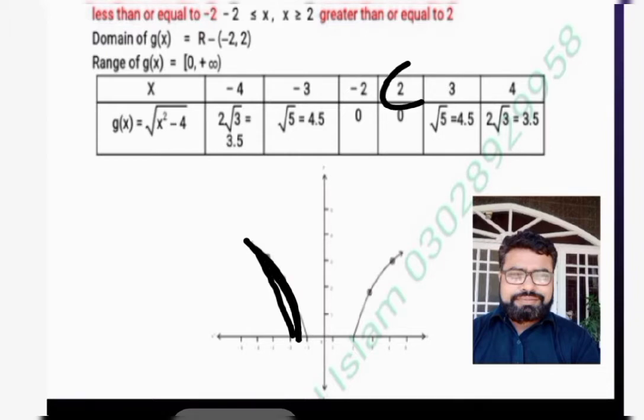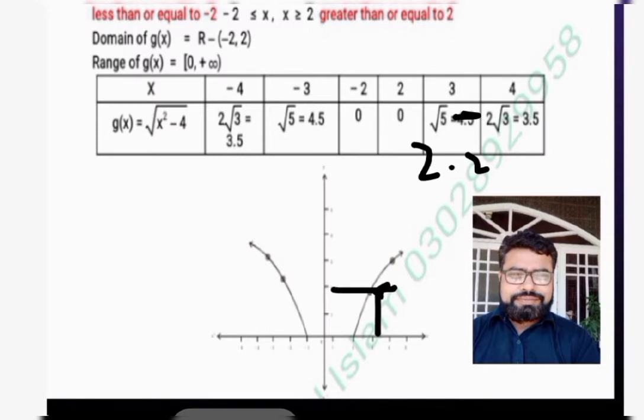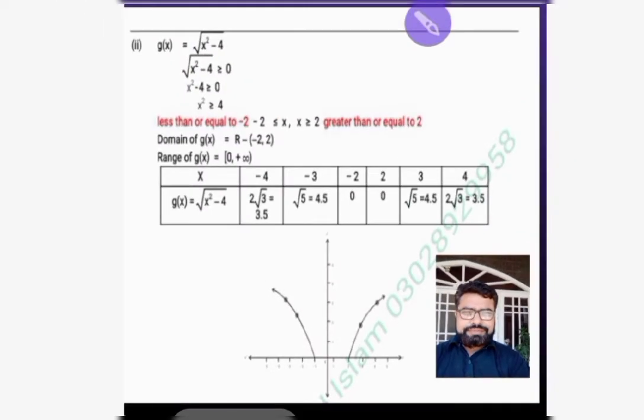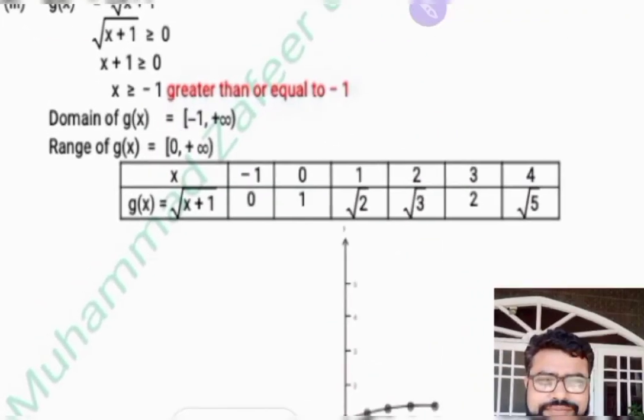If we put 2, the answer is 0. Here is 0; at 2 it is 0, and at 3 it is 2.2, not 4.5. At 3 it's 2.2, so we have marked a point here. Now at 4 there is 3.5, so we plot a point here. Now we'll join these 3 points. It is the graph of the second part. Now we will solve the next part.